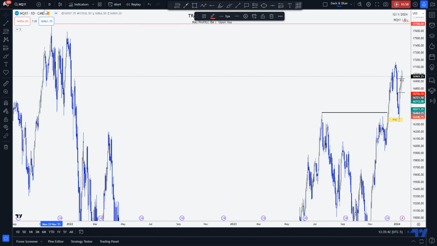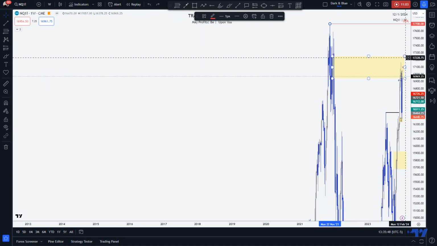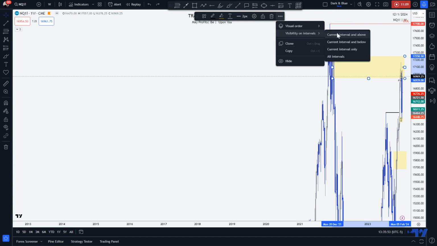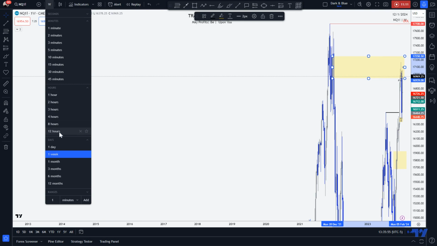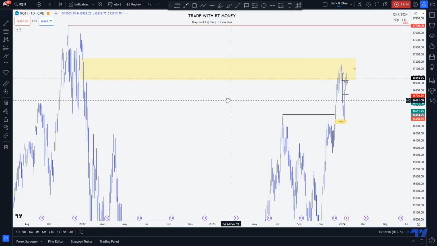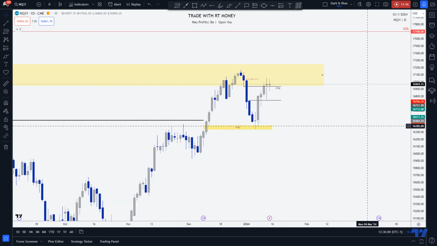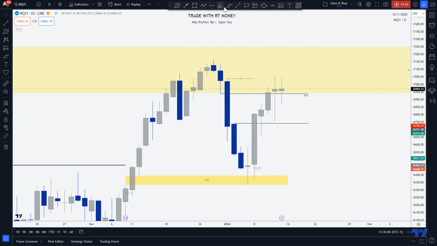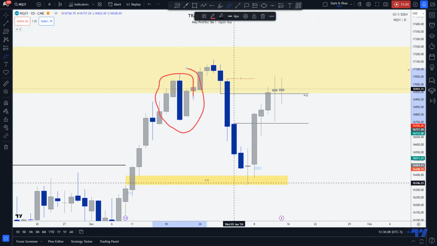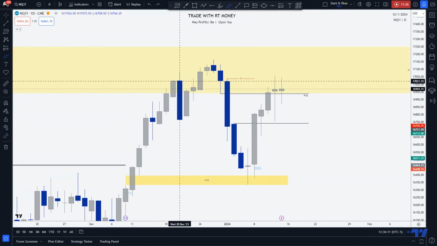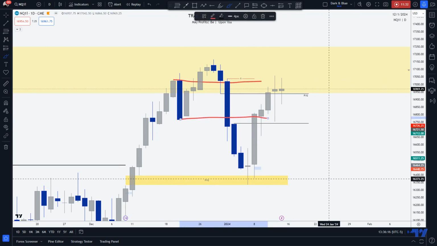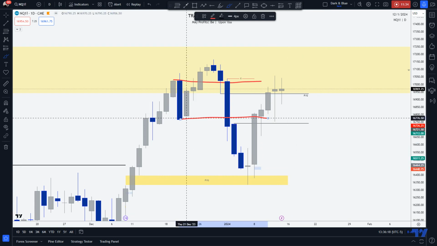Let me do something here. Hold on a second. Let's get this right. All right. Okay. Now, I want you to see this very clearly. All right. You see this here? All right. This formed a bearish breaker block.